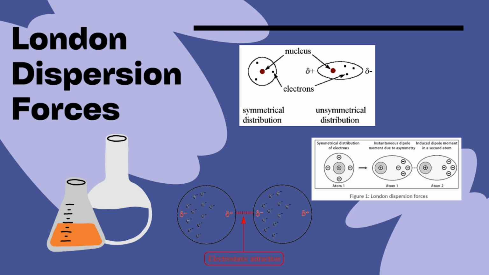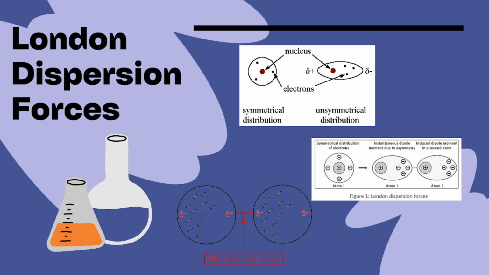Finally, we have London dispersion forces. These occur when electron movement within a molecule causes an instantaneous dipole. This instantaneous dipole can affect the shape of other molecules around it due to repulsion between electrons and can cause very weak attraction between molecules.